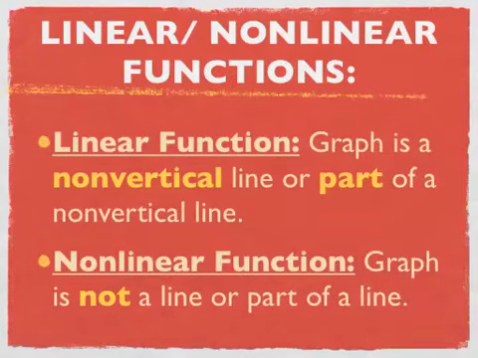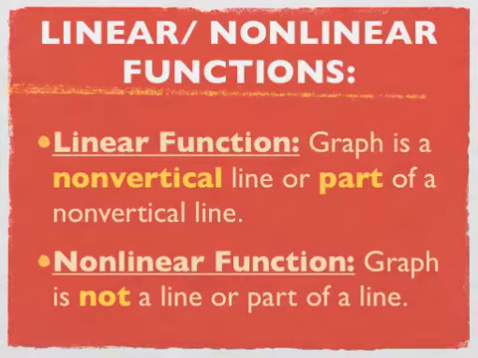Linear and nonlinear functions. A linear function has a graph that is a non-vertical line, which means it's a line that is not going straight up and down, or part of a non-vertical line. And a nonlinear function is a graph that is not a line or part of a line. When I'm saying line, a line means a straight line.